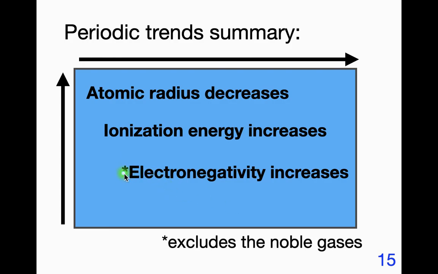Again, a little note here that for electronegativity increasing as you go across, we would ignore the noble gases, but not for the other two trends. Another way of looking at it is a diagonal going from the lower left to the upper right, pointing to fluorine for the most electronegative.